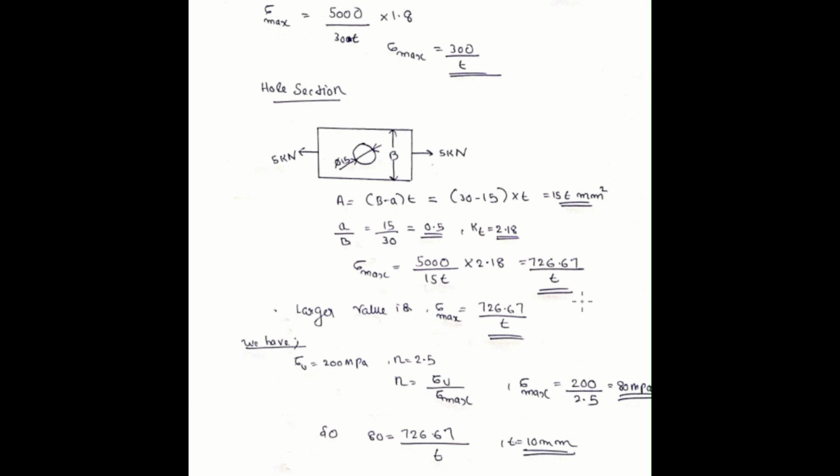So we have two maximum stresses. Actually, the hole and the shaft are together one entity, but we are considering it as two separate parts, and we have done this problem in two separate sections individually, just like they were not together. So we got the maximum stress developed in the two conditions as 300 by t and 726.67 by t. Among those, I need to take the maximum value, which will be this one. So the maximum stress developed is due to the hole.